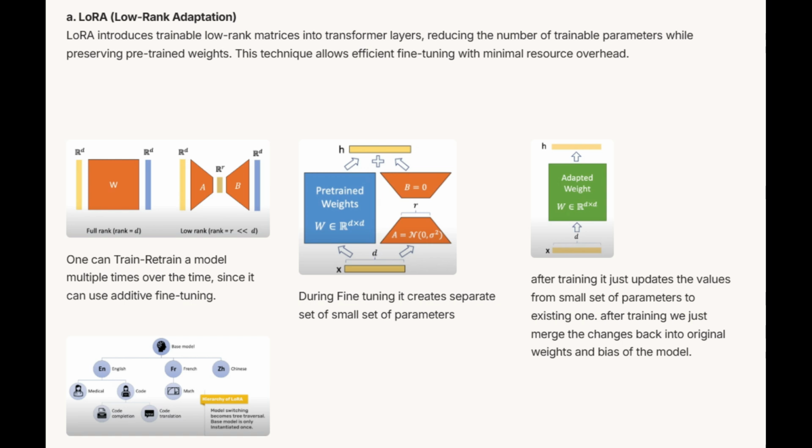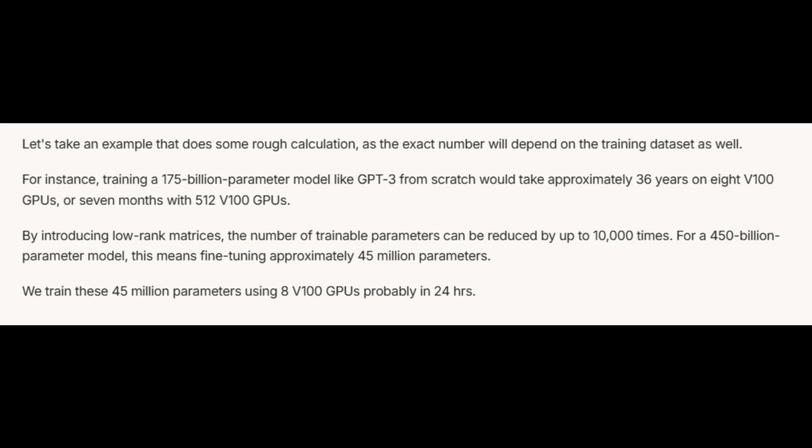For instance, applying LoRA to a model like GPT-3 can reduce the number of trainable parameters by up to 10,000 times, while still maintaining or even improving performance on downstream tasks. Let's take an example that does some rough calculation, as the exact number will depend on the training data set as well. For instance, training a 175 billion parameter model like GPT-3 from scratch would take approximately 36 years on 8 by 100 GPUs, or 7 months with 512 V100 GPUs.